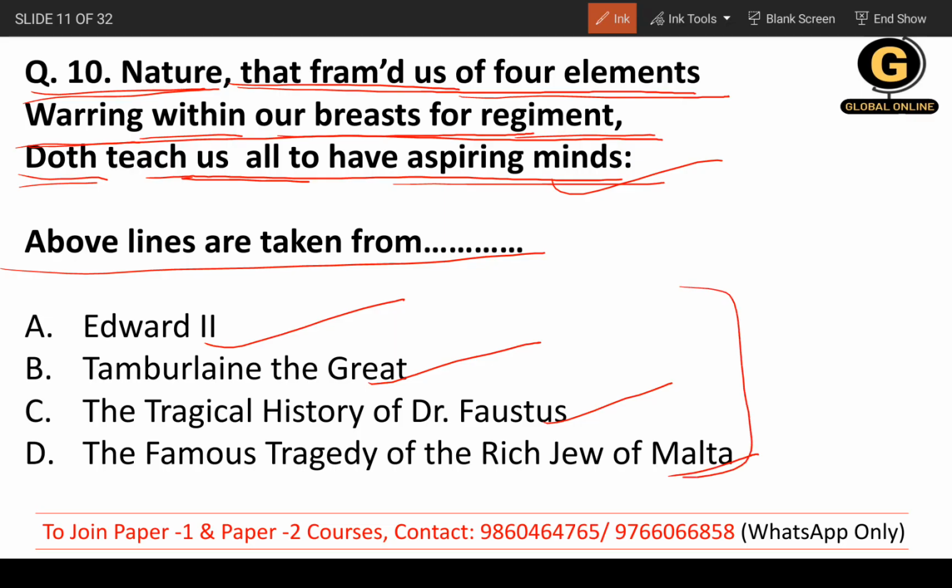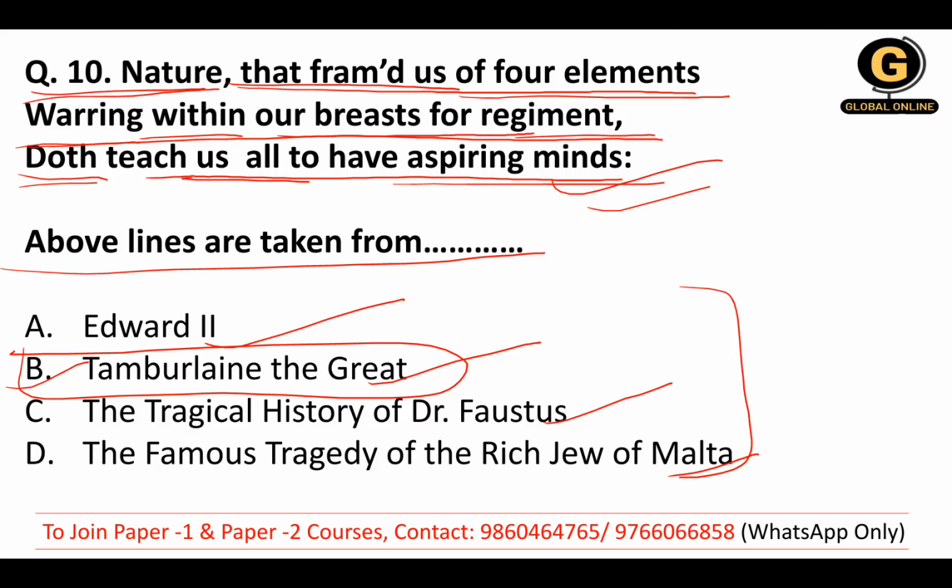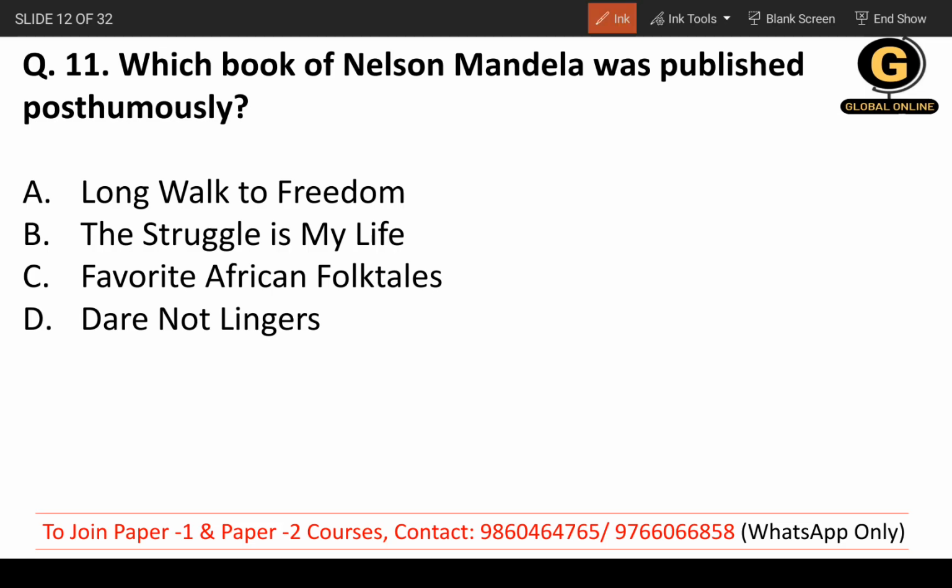So you need to understand these are the works written by Christopher Marlowe. From here you can see that from Christopher Marlowe's plays they can ask you questions on quotations. So the correct answer is Tamburlaine the Great. These are the lines from Tamburlaine the Great written by Christopher Marlowe. Moving on to the next question.